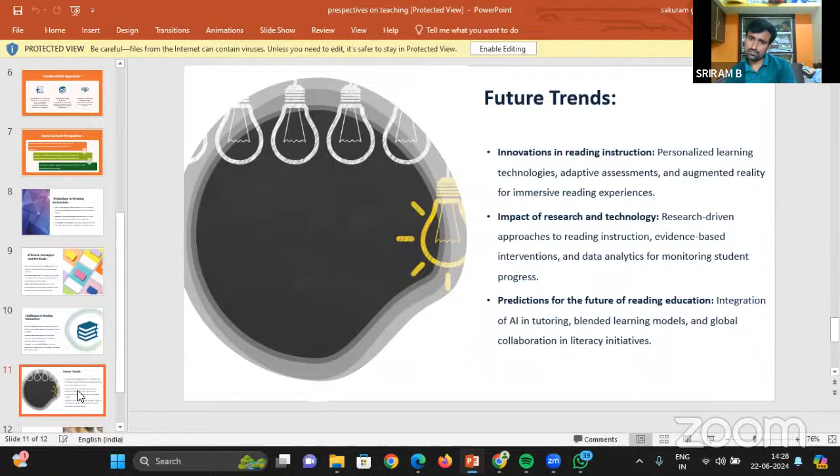Impact of research and technology. Research driven approaches to reading instruction, evidence based interventions, and data analytics for monitoring student progress. Third one, predictions for the future of reading education. Integration of AI, artificial intelligence, in tutoring, blended learning models, and global collaboration in literacy initiatives. All right. Thank you, Pratyusha.